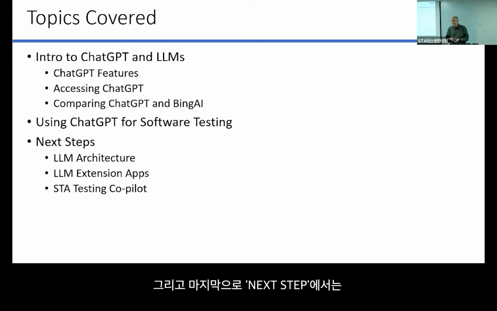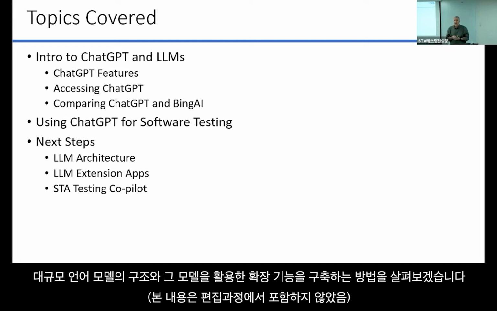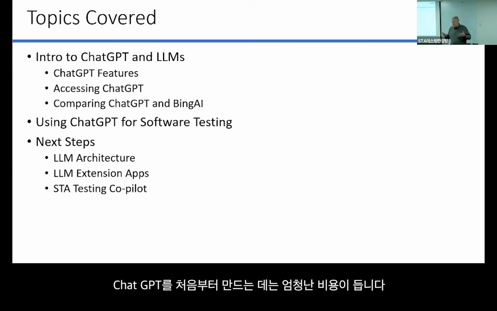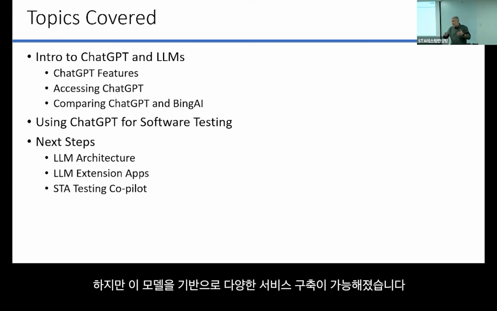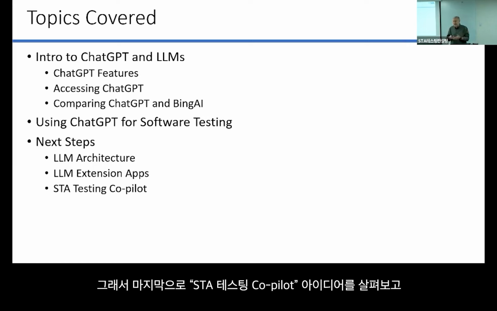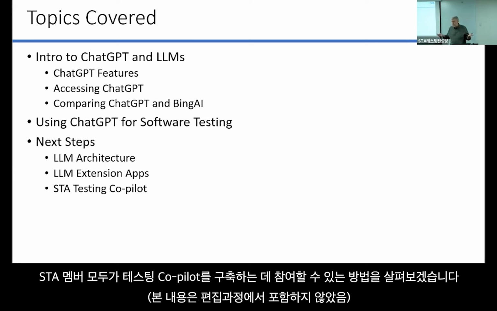And finally, in the next steps part, I'll look at the architecture of large language models and how we can build extensions to those models. ChatGPT costs a massive amount of money to actually create in the first place. On the other hand, we now have the possibility of building on top of those models. So finally, I'll be looking at an SDA testing co-pilot, and potentially how everyone who's a member of SDA can actually get involved in building that testing co-pilot. So building some AI, hopefully at the cutting edge of technology.